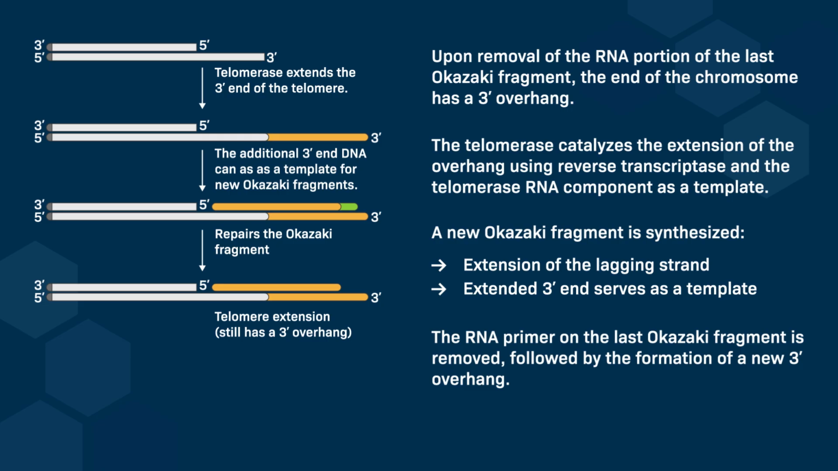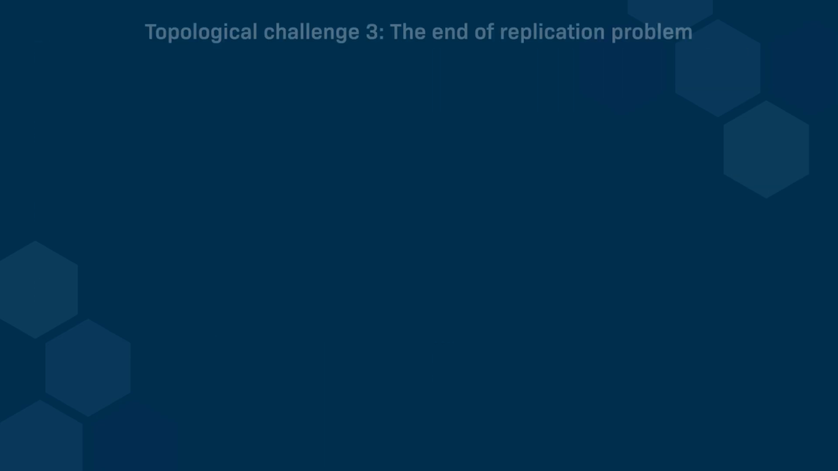This process ensures that the chromosome ends are fully replicated without losing crucial DNA sequences. Ultimately, telomerase ensures the maintenance and integrity of chromosome ends and prevents the gradual loss of genetic material that would otherwise occur due to the end replication problem. This is essential for the longevity and stability of eukaryotic cells, especially in rapidly dividing tissues.